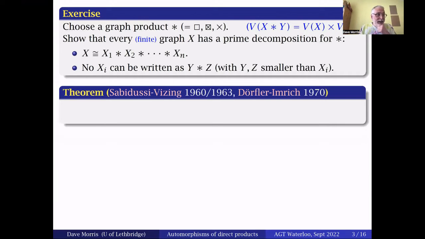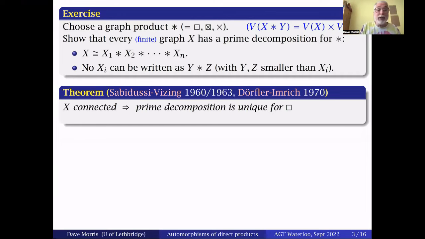What's not obvious is that that prime factorization, if X is connected, will actually be unique. That's true for the Cartesian product and for the strong product, except it can't be exactly unique. It's just like the prime factorization of numbers. 6 is equal to 2 times 3, and it's also 3 times 2. The prime factorization is unique up to permutation of the factors and up to isomorphisms. Everything's done up to isomorphisms. So any graph has a prime decomposition if it's connected.